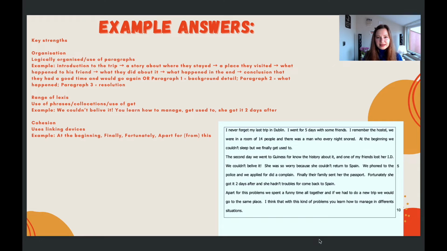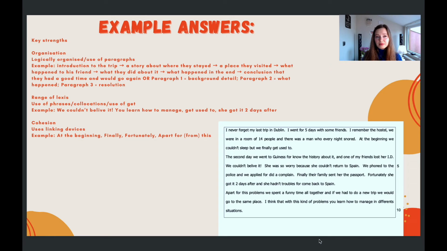And now let's have a look at the example answer that can be written in the booklet. You will see more strengths and weaknesses, but you need to write only 4. So let's have a look at this example answer. There are key strengths which are organization, range of lexis, and cohesion. If we have a look at the organization, you can write it in the following way. It is logically organized, use of paragraphs, and the example, which should be easily read by the examiner.